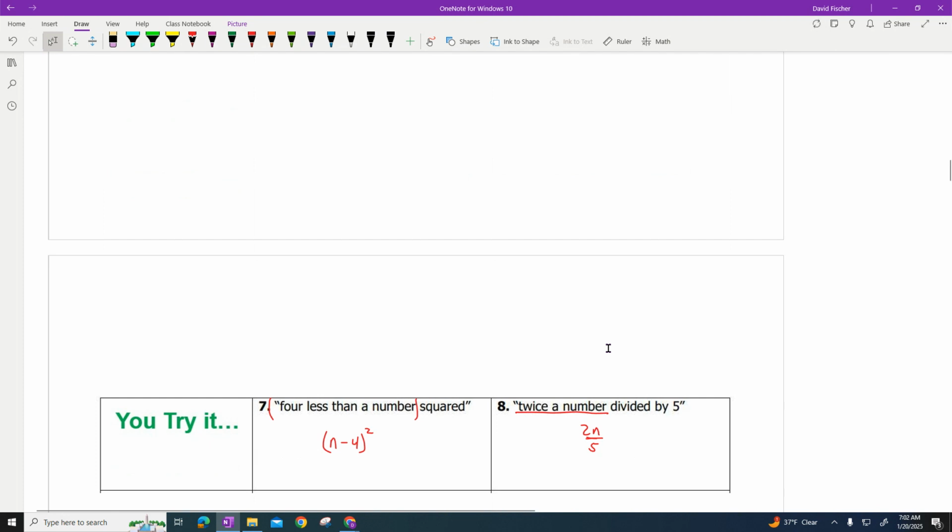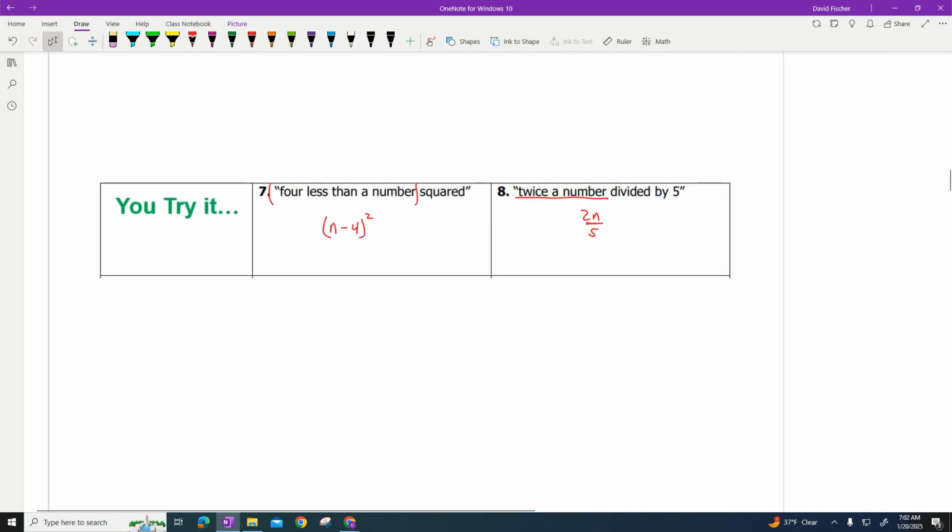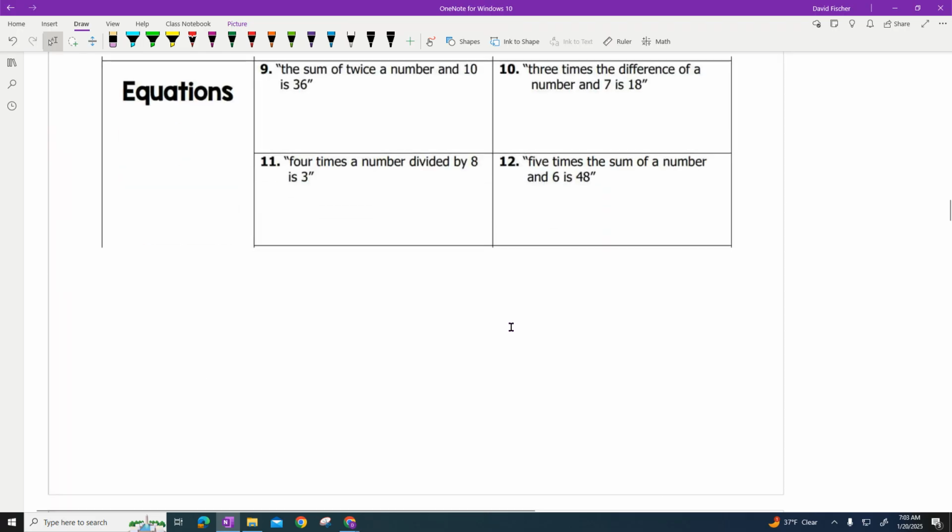Alright, number 7. This is the first one where we have some parentheses. I want 4 less than a number, so there's my 4 less than a number, so that's one of my turnaround phrases. And then I want it squared, so that means you have to put parentheses there, so you're squaring the whole thing. That one was kind of a tricky one. I just wanted to see if you could do that one on your own. Here we have twice a number divided by 5. Okay, so again, we're going to use that division sign as the fraction bar instead of the division sign like you had in elementary. We're getting rid of that guy.